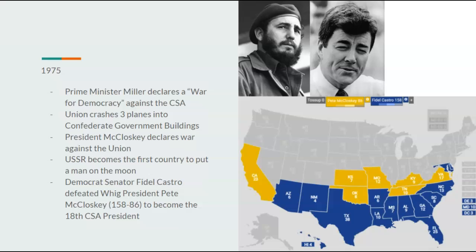orders 3 planes that could crash into Confederate government buildings, which pisses off President McCloskey as he declares war against the Union. And the USSR becomes the first country to put a man on the moon because of this. I know, weird.